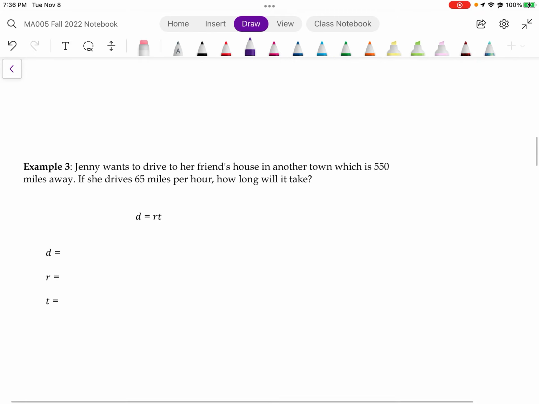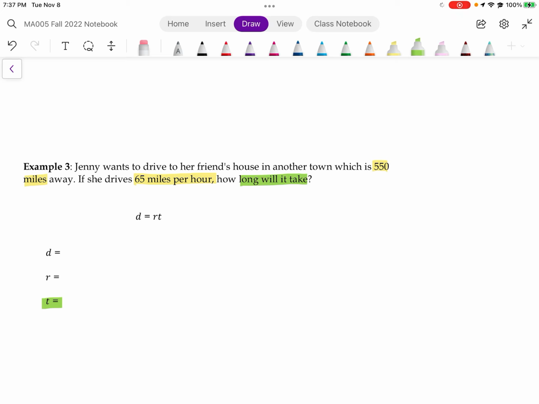Example 3. Jenny wants to drive to her friend's house in another town, which is 550 miles away. That is a long ways. 550 miles. If she drives 65 miles per hour, the question is, how long will it take? So what are we looking for? We are looking for elapsed time, so the time that it takes.